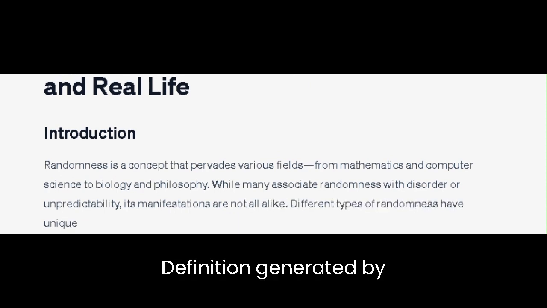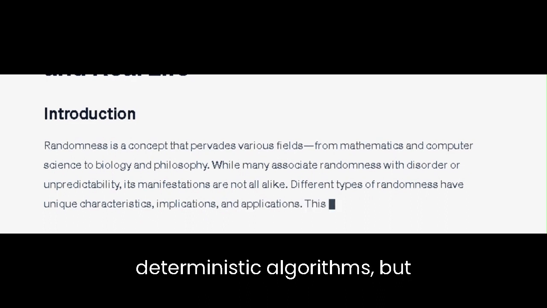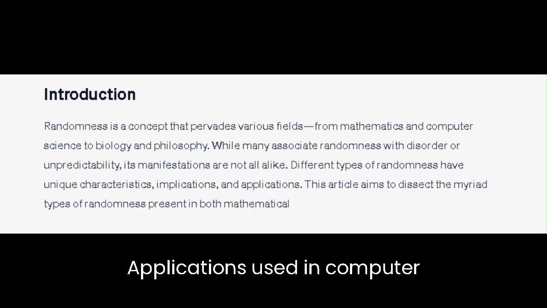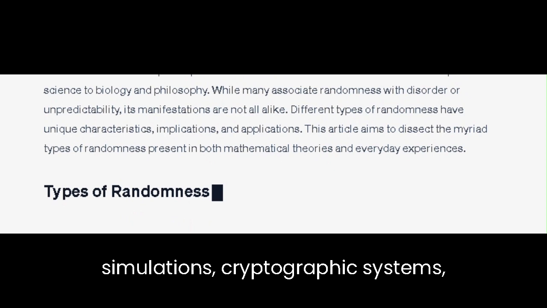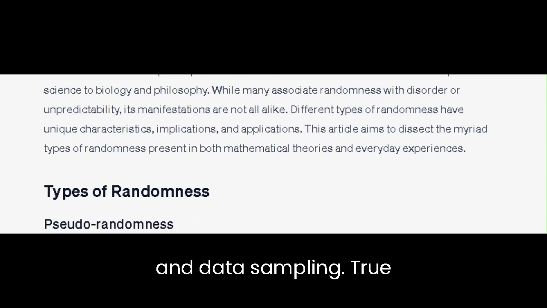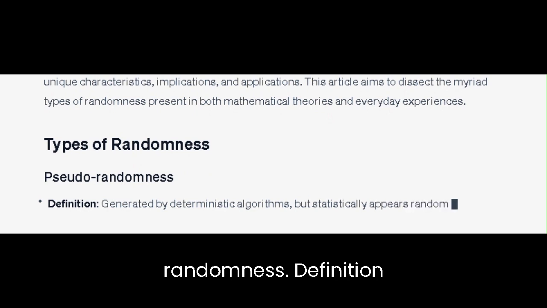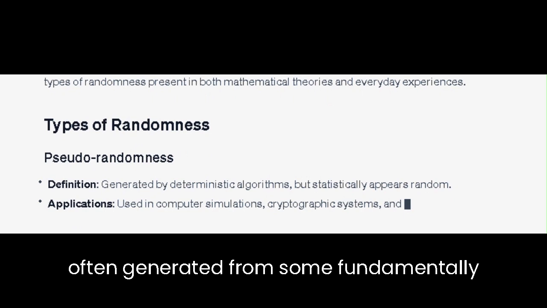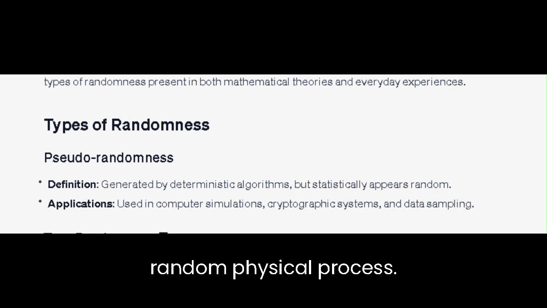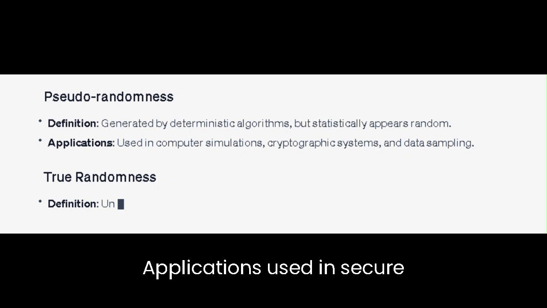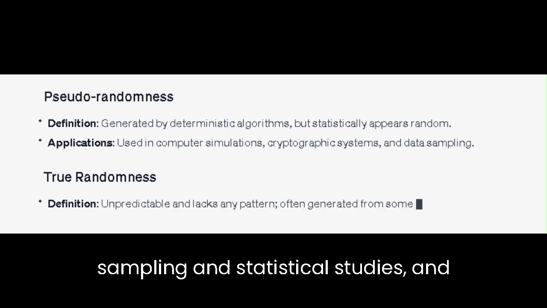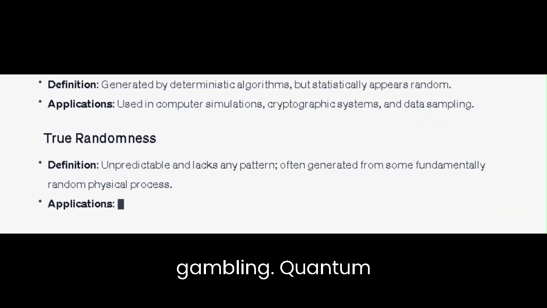Pseudo-randomness. Definition: generated by deterministic algorithms, but statistically appears random. Applications: used in computer simulations, cryptographic systems, and data sampling. True randomness. Definition: unpredictable and lacks any pattern, often generated from some fundamentally random physical process. Applications: used in secure cryptographic systems, random sampling in statistical studies, and gambling.